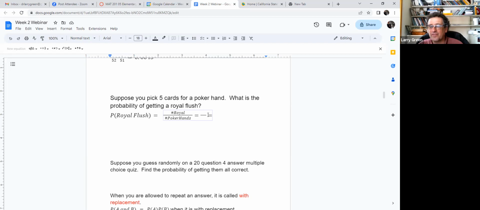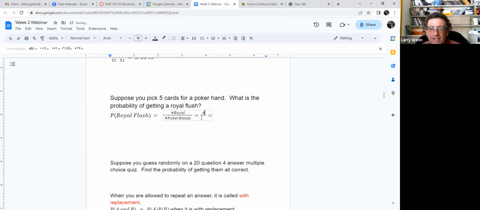Yeah, there's 4, because you can have hearts, spades, clubs, or diamonds. Okay, so ace of hearts, king of hearts, queen of hearts, jack of hearts, 10 of hearts. Ace, king, queen, jack, 10 of hearts. Okay, or the same thing with diamonds, etc. But they all have to be the same. So that's 4 on the top.